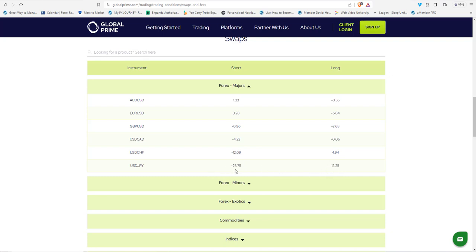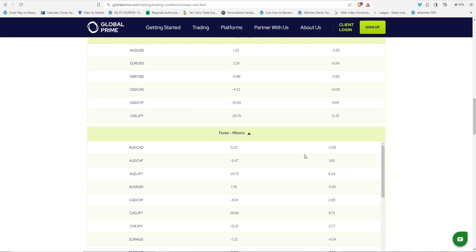If you're day trading, this stuff does not really matter. But if you're swing trading or holding positions for many days, then it does. You can see there, if you're longing it, it does go in your favor. They're paying you $13 for every single day you hold it.